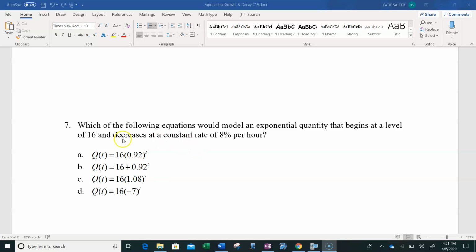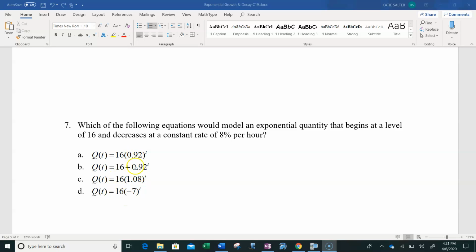Also, it says that it's decreasing at a constant rate. So anytime it's decreasing, that multiplier should be a number between 0 and 1. So look right here in answer choice C. That is 1.018. That is not decreasing. That would be increasing at 8%. So that would be incorrect.